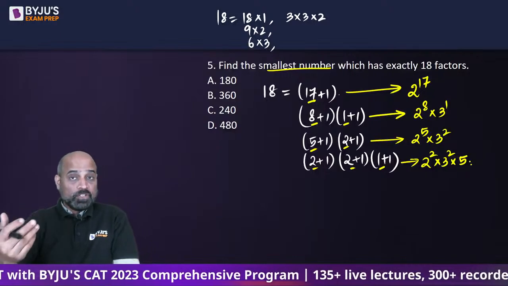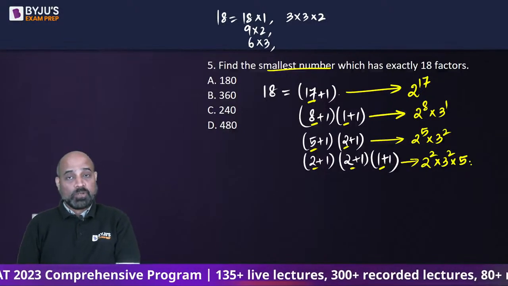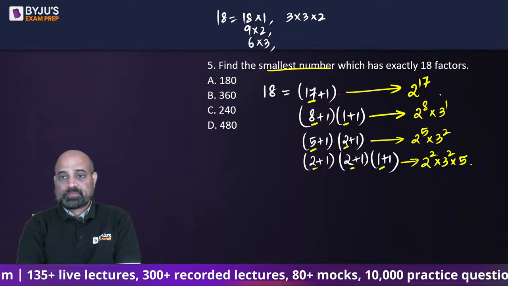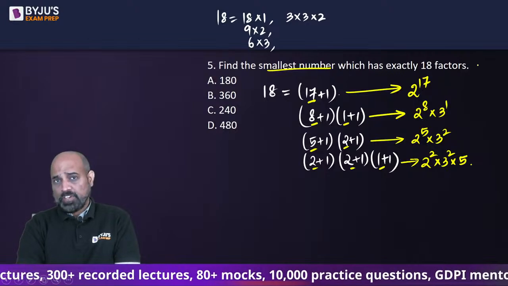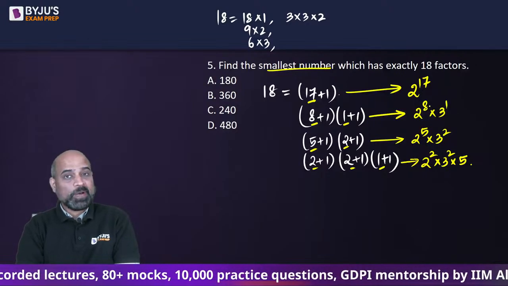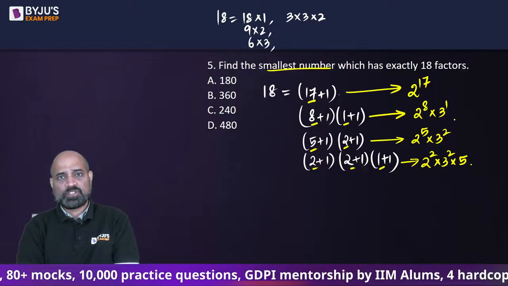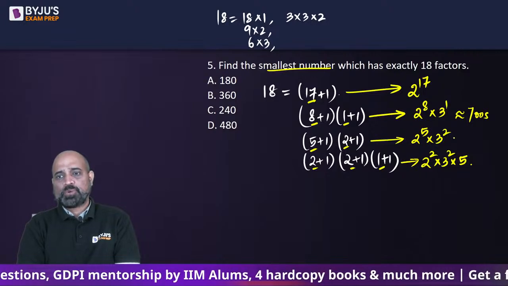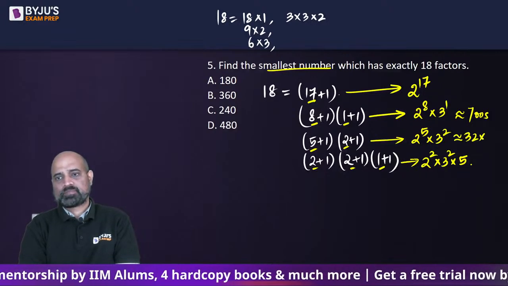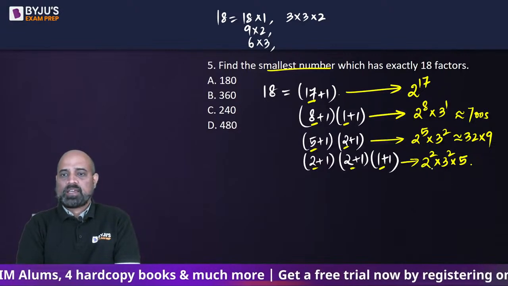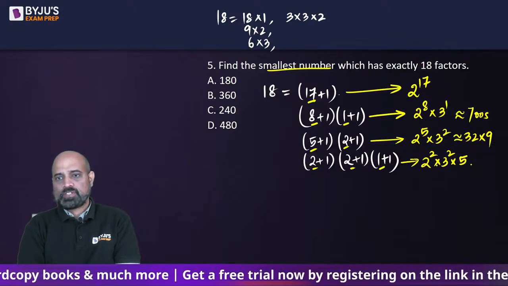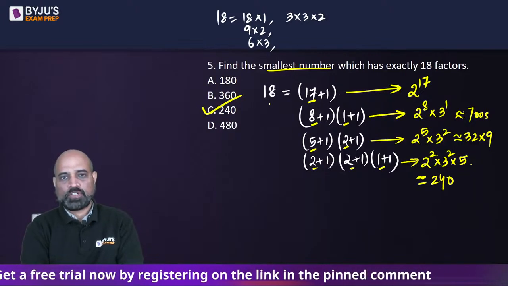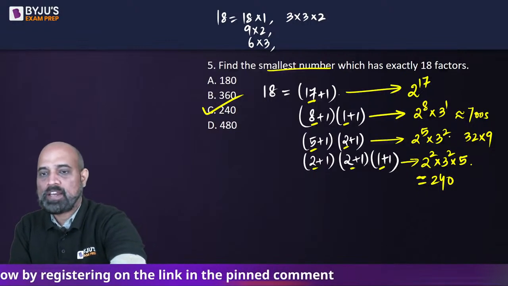So, of course, we cannot simply judge that the lowest value is the smallest number. We will have to check from here, right? 2 to the power 17 is definitely in thousands. Let's not go there. 2 to the power 8 is 256 into 3. That is almost 700s. 32 into 9 is in the 200s. And this one is going to give us 12 into 2. This is exactly 240. So 240 is the answer, right? This is one way of solving.